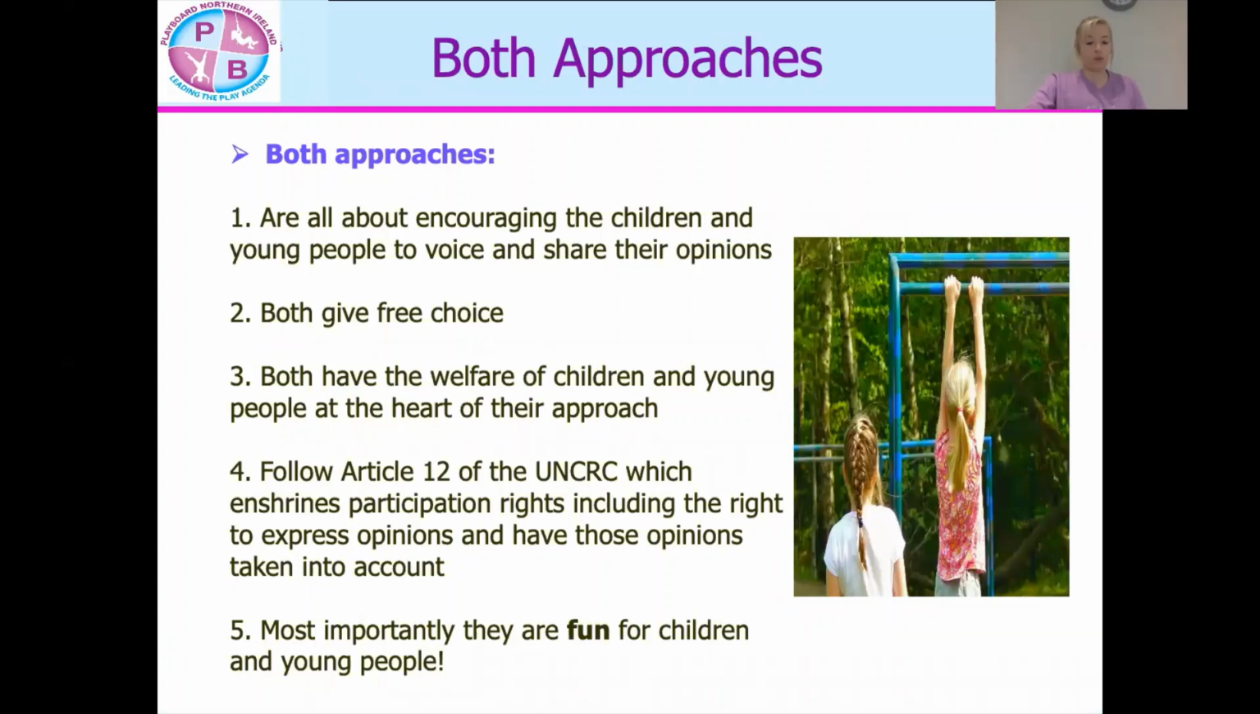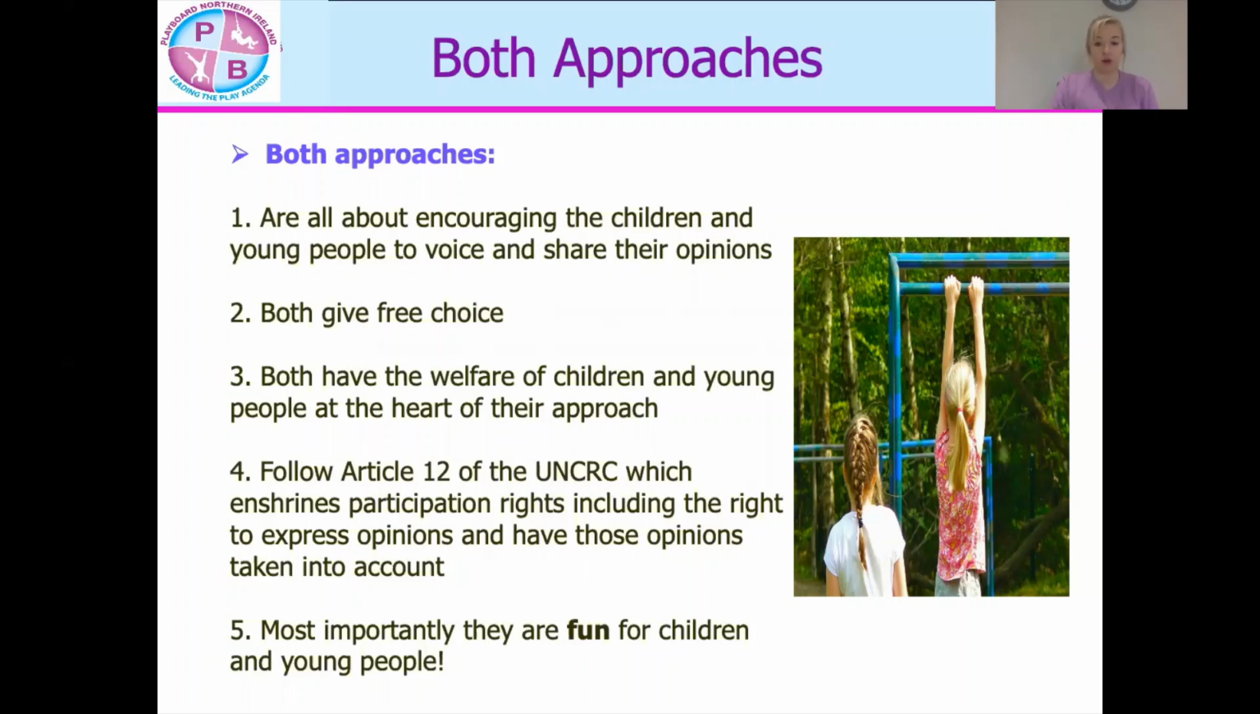So let's look at both approaches then. I mean, both approaches are all about encouraging children and young people to voice and share their opinions. They both give free choice. They both have the welfare of children and young people at heart. Both follow Article 12 of the UNCRC, which enshrines participation rights, including the right to express opinions and have those opinions taken into account.